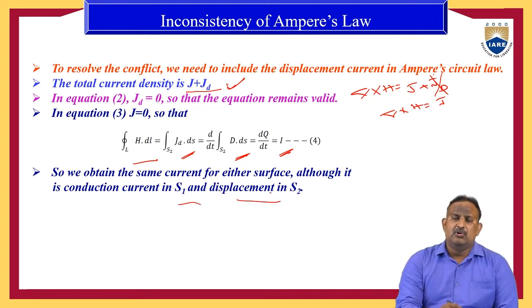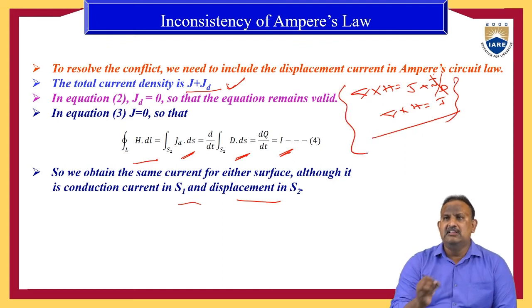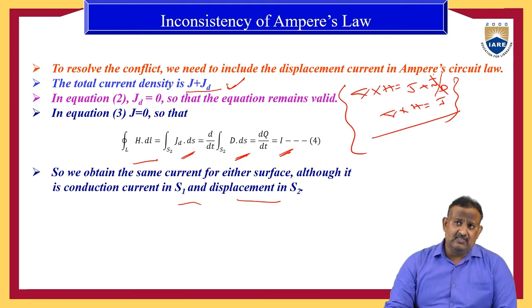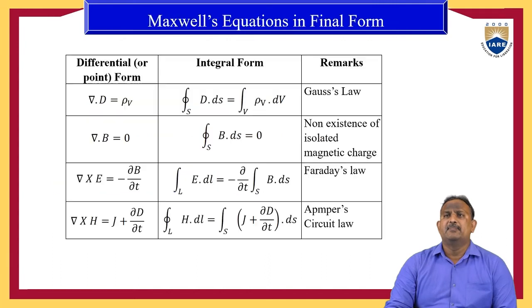It means in both conditions, because we are adding the new term JD, we can avoid the inconsistency. Otherwise, we would have contradictory statements when defining the Maxwell equation. So this is about the displacement current density and inconsistency of Ampere's law.